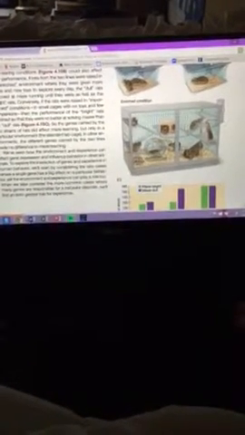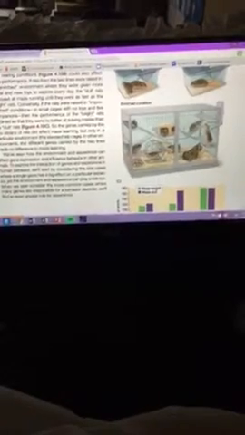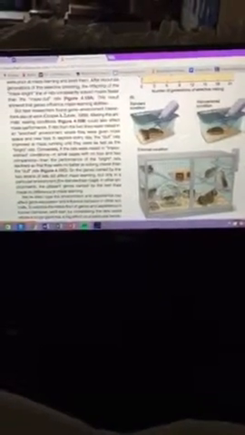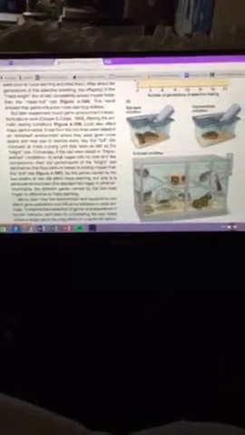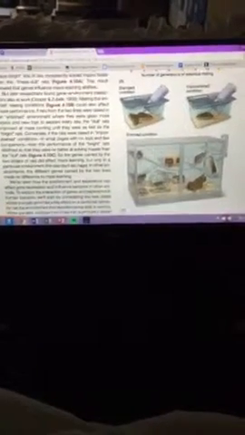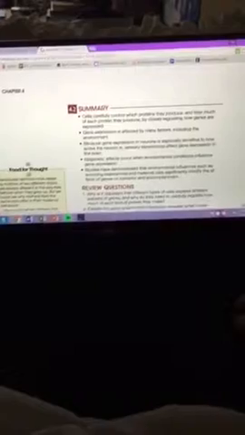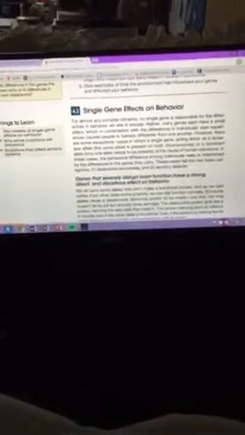And this was just another experiment discussing how certain rats are affected in mazes based on their genes and environment in certain conditions. So now we're going to move on to section 4.3 and single gene effects on behavior.